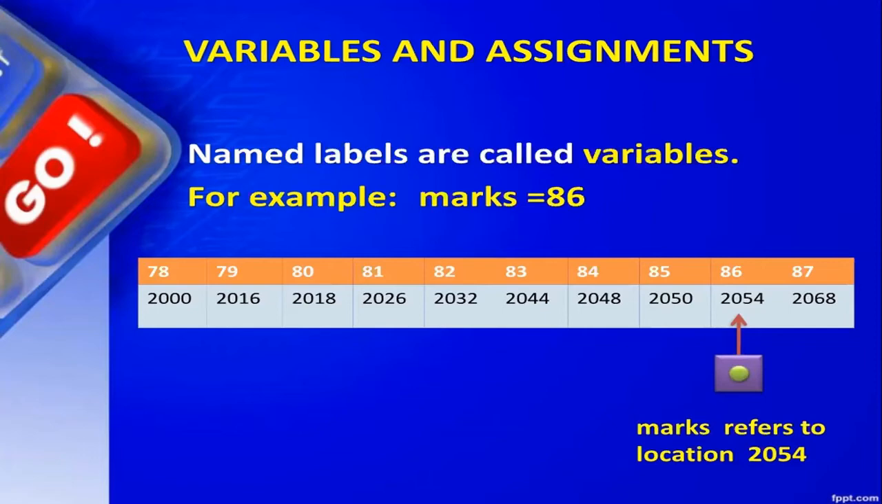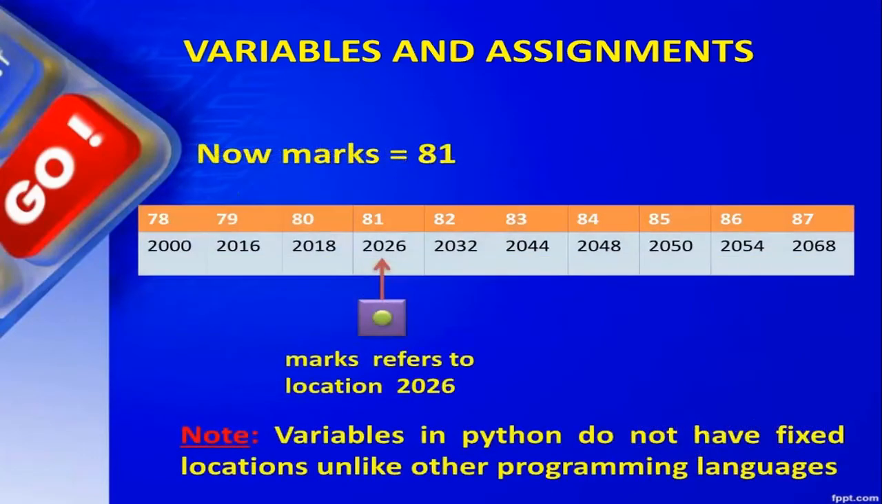All right, now, if I change the value to 81, you can see the memory location has changed. So variables in Python do not have fixed locations like other programming languages. Other programming languages have fixed locations.